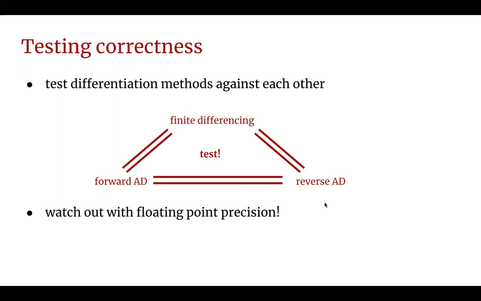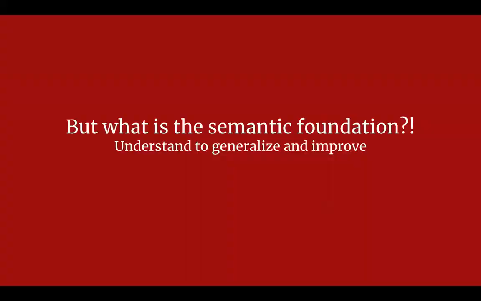We don't just want to see that the algorithm is correct. We want to understand why it is correct, right? We want to understand the semantic foundation of these algorithms so that we can generalize them and improve them. Because so far, we've only looked at how these algorithms apply to a very simple first-order functional language. And we, for example, also want to apply them to a higher-order language, or a language with data types, or a language with recursion. And that's what we'll do next.